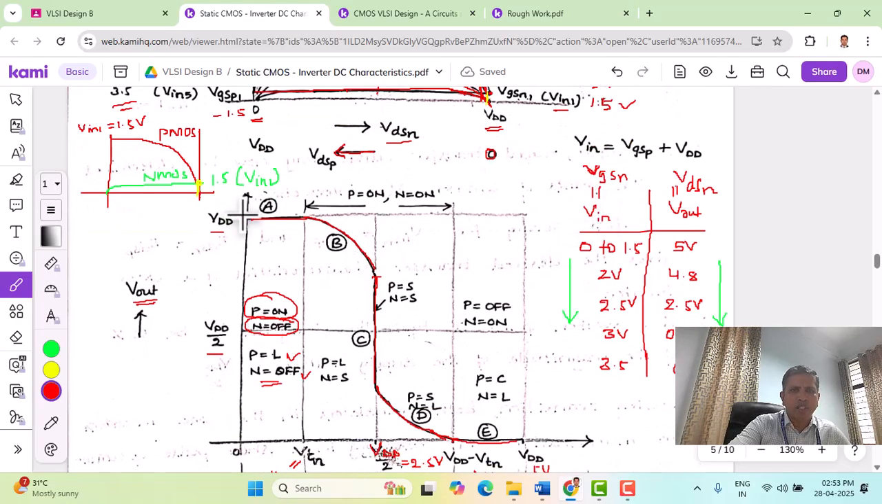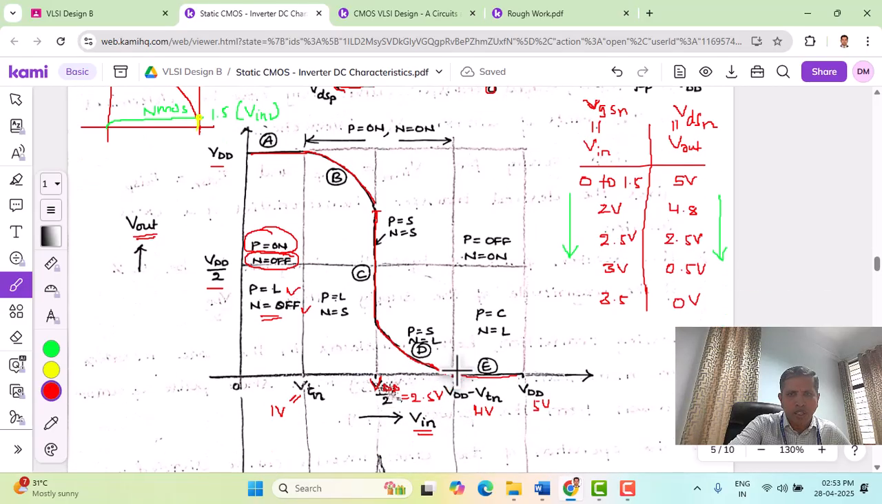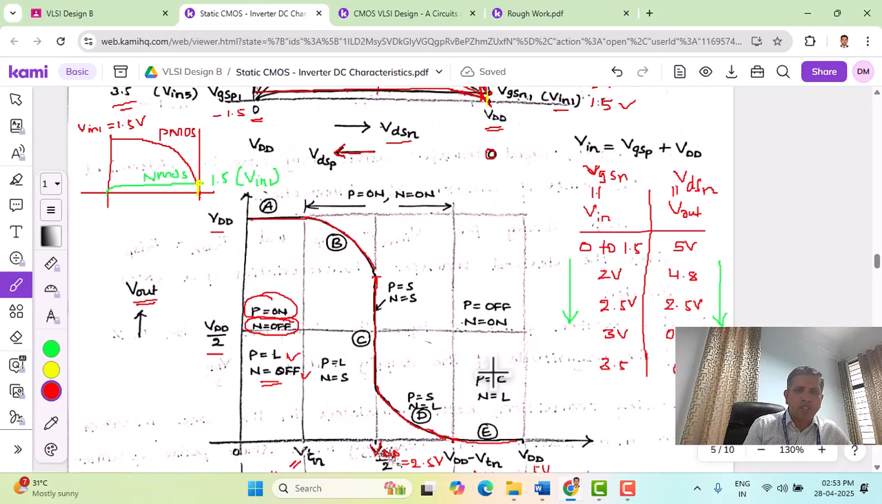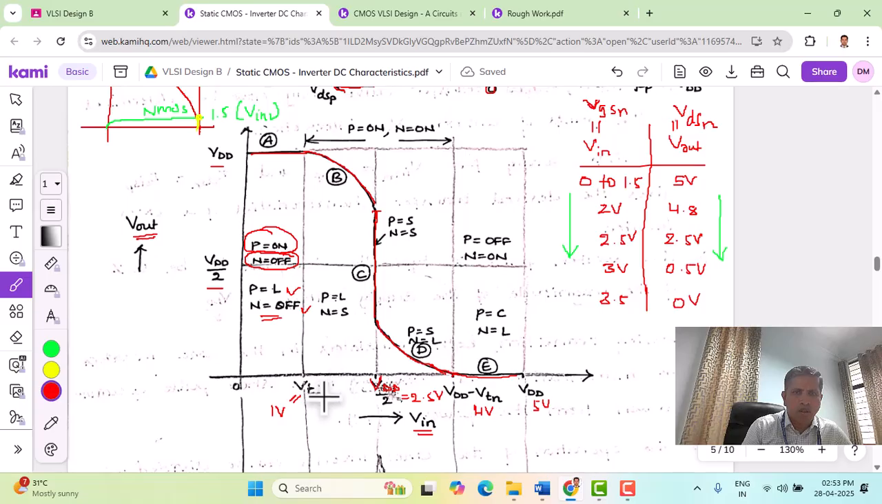This segment can be called the A segment, the next segment B, and C is exactly at 2.5, the next one is the D segment between 2.5 and 4 volts, and from 4 to 5 it is the E segment. In each of these regions we need to understand which transistor is on. From VTN, 1 volt, to 4 volts, both transistors PMOS and NMOS are on, and the regions of operation are different.